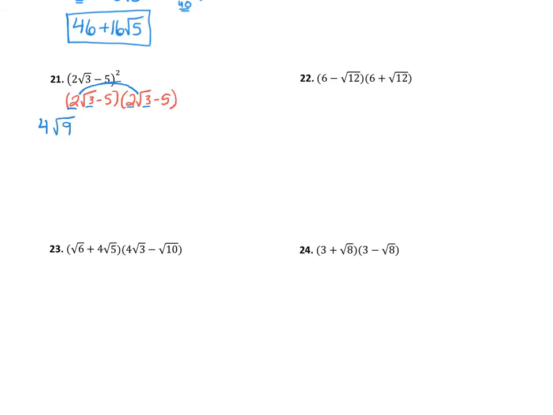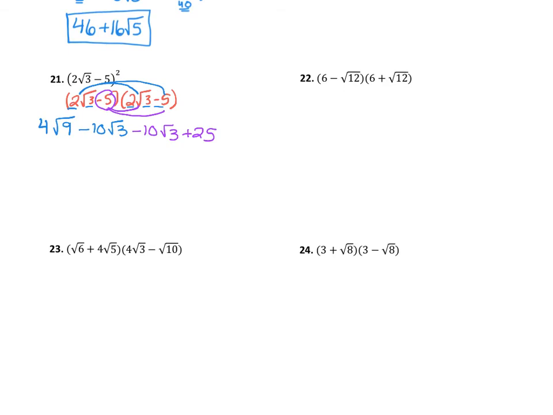Then I'm going to do 2 root 3 times negative 5. So that's going to give me negative 10 square root of 3. Now I'm going to do this negative 5 times 2 root 3, which will give me another negative 10 square root of 3. And then I'm going to do negative 5 times negative 5, which will give me positive 25. All right, now I need to simplify this.